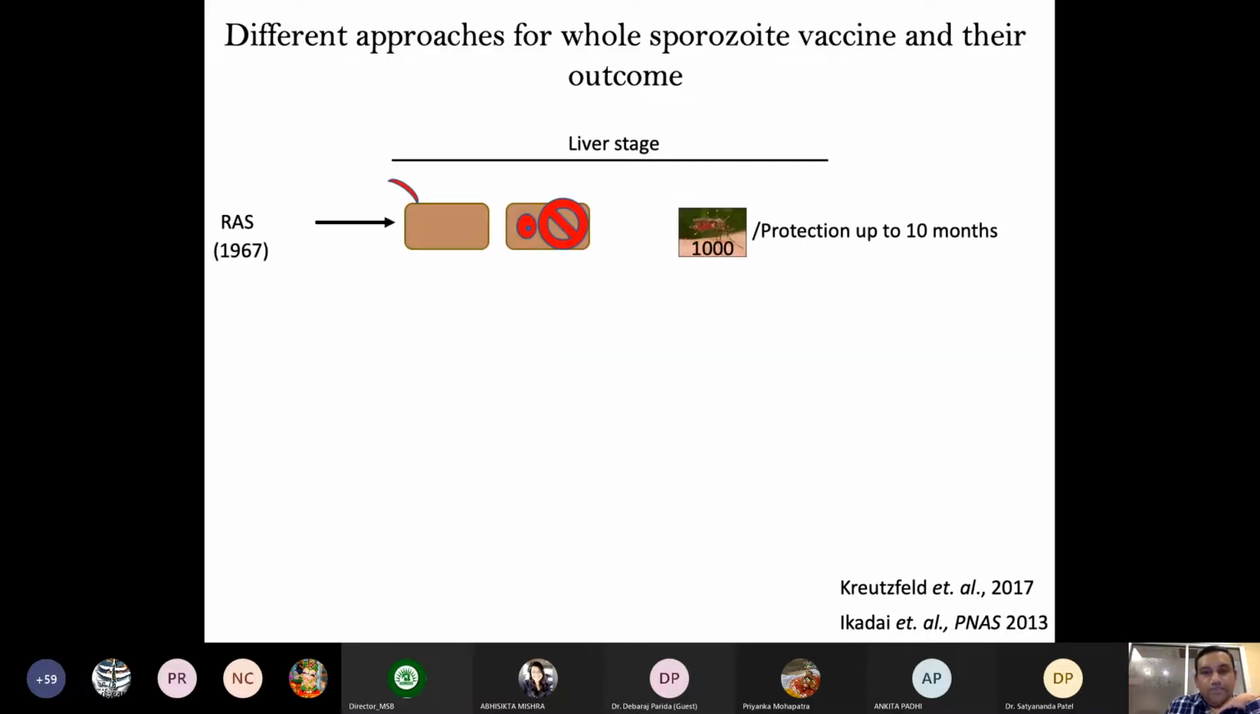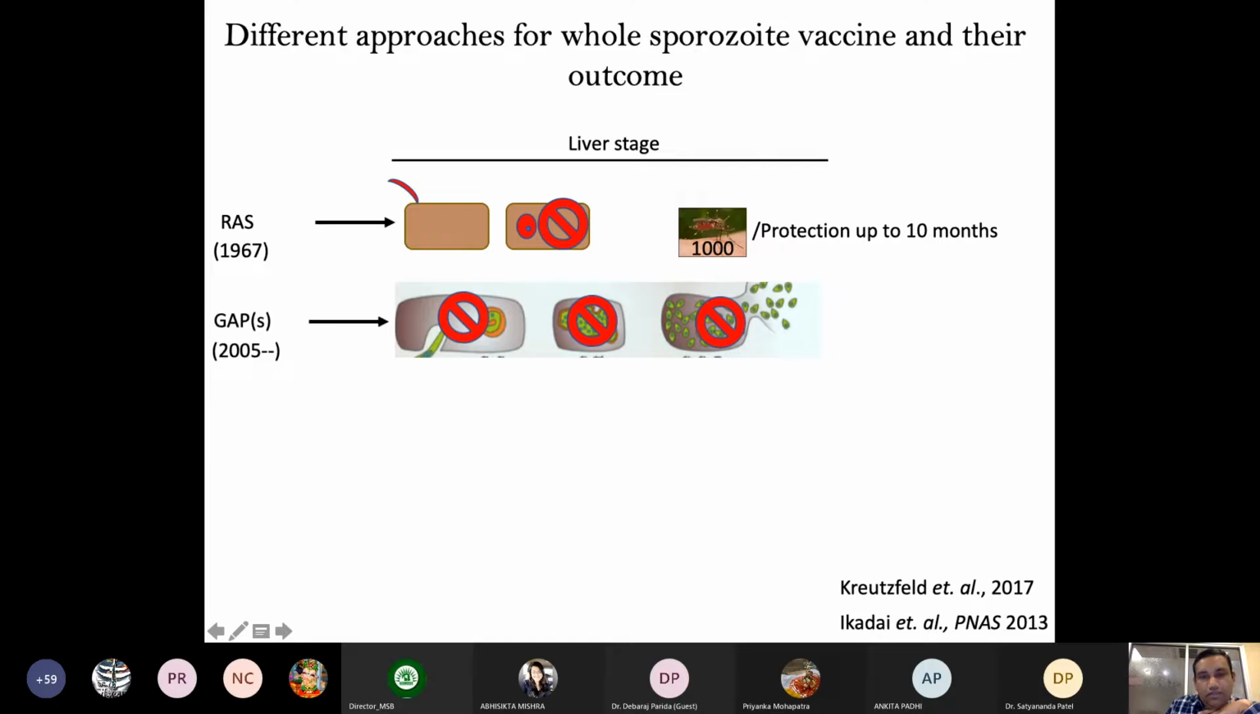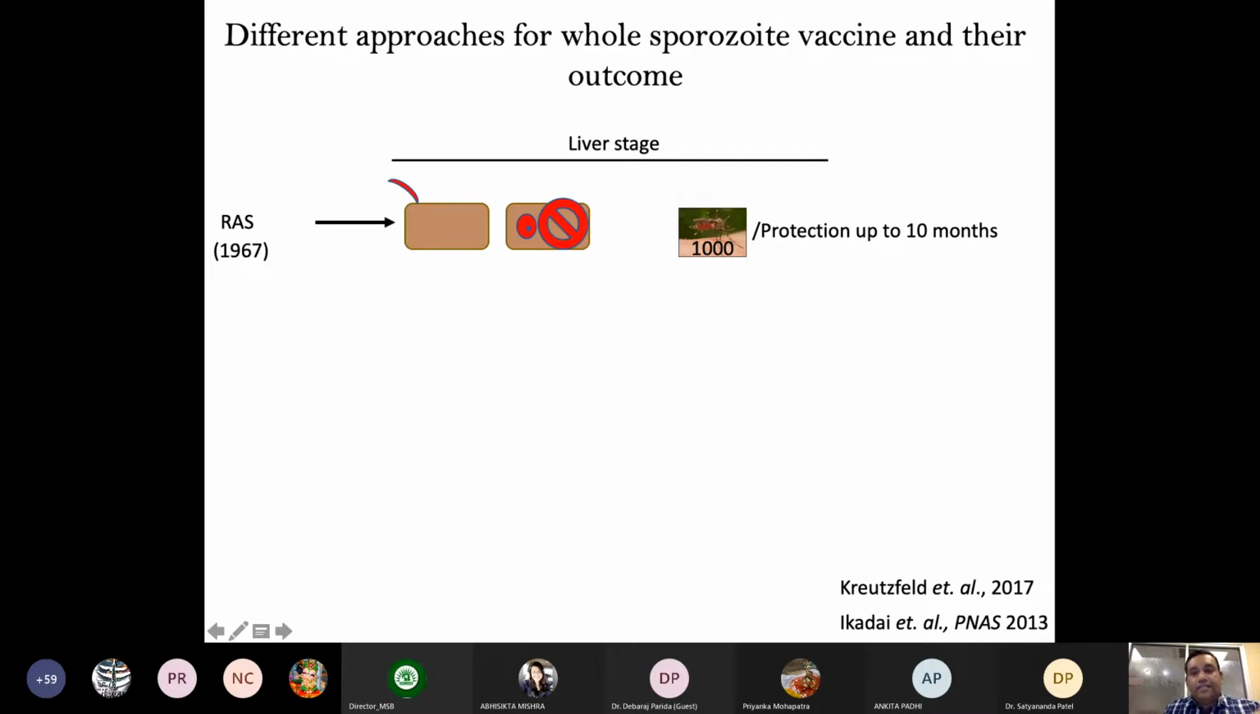So I will first describe one vaccination approach called RAS, or radiation attenuated sporozoites. This vaccination approach started in 1967. What we do normally is immunize humans with infected mosquitoes, and these infected mosquitoes are irradiated with X-ray or gamma ray. What happens is when you irradiate these infected mosquitoes, the radiation is so damaging that it breaks the DNA of the parasites.